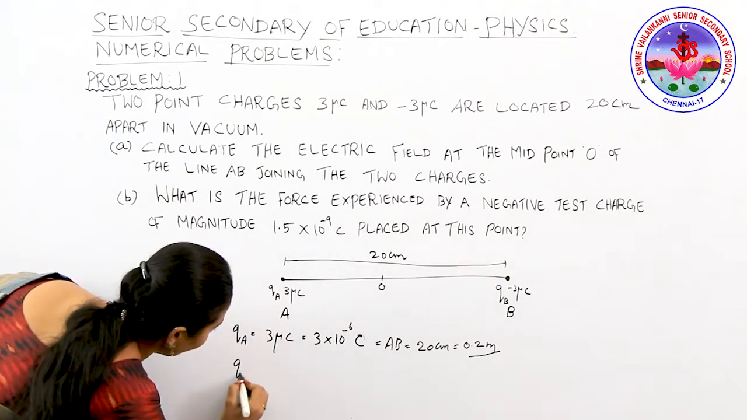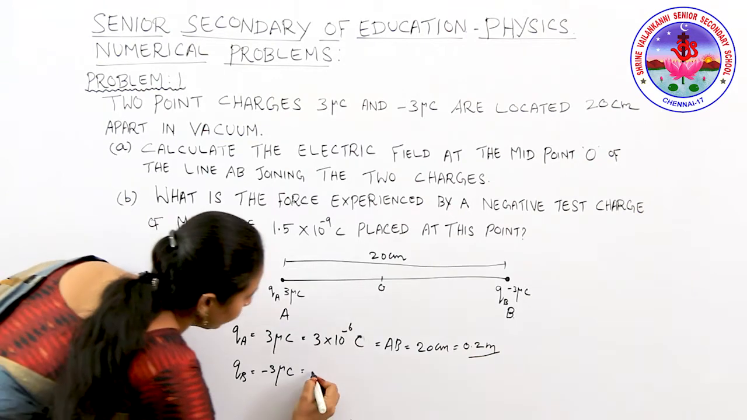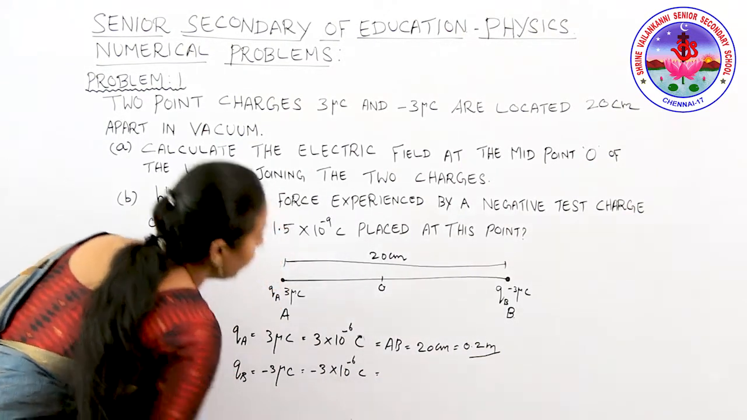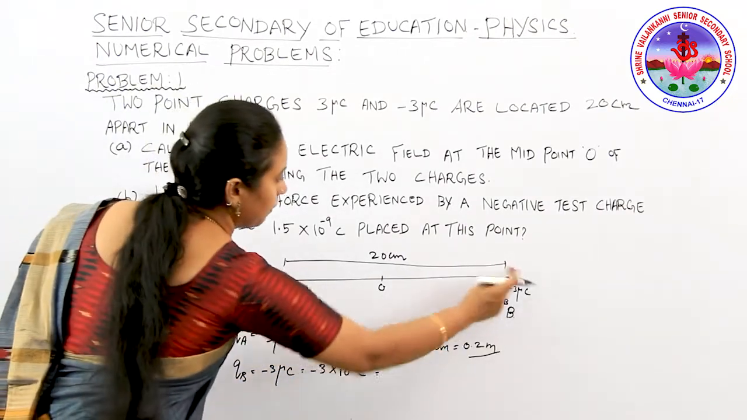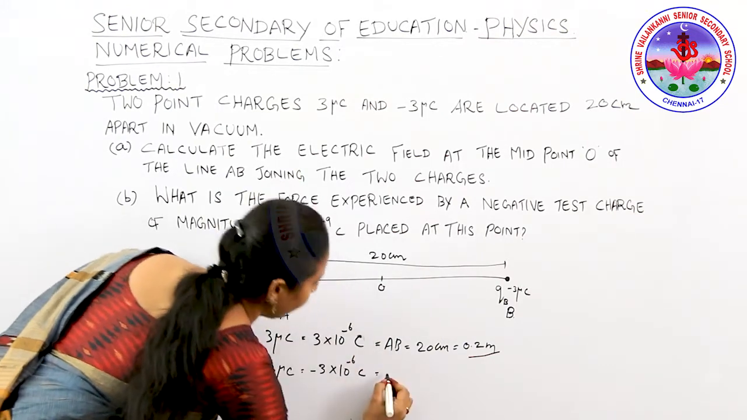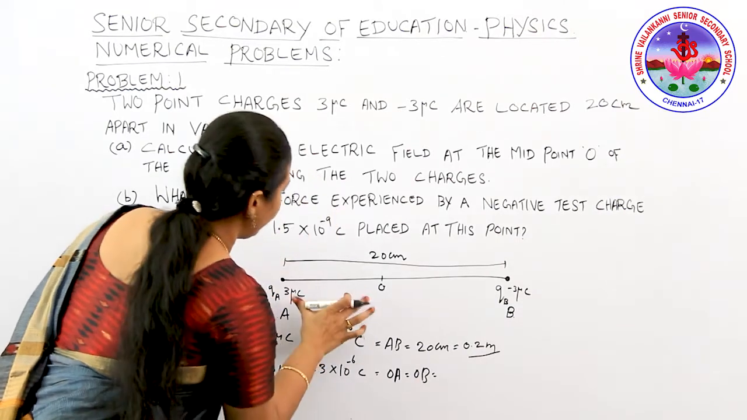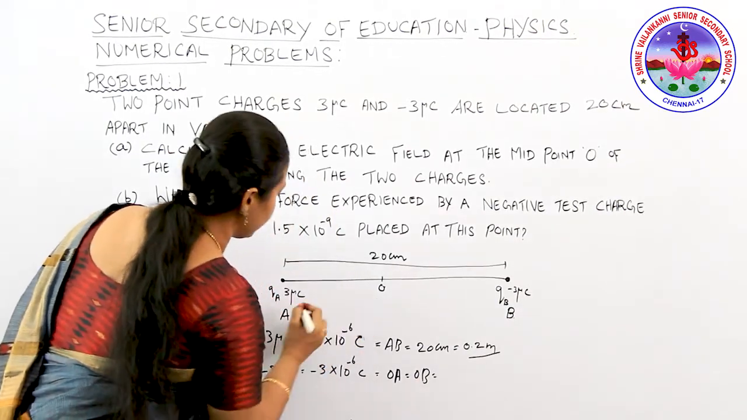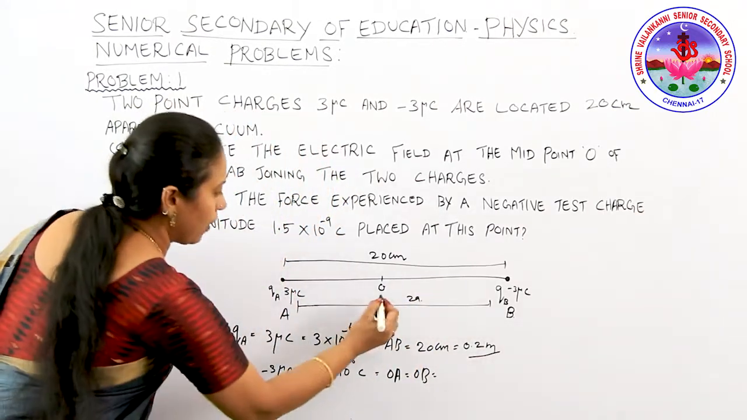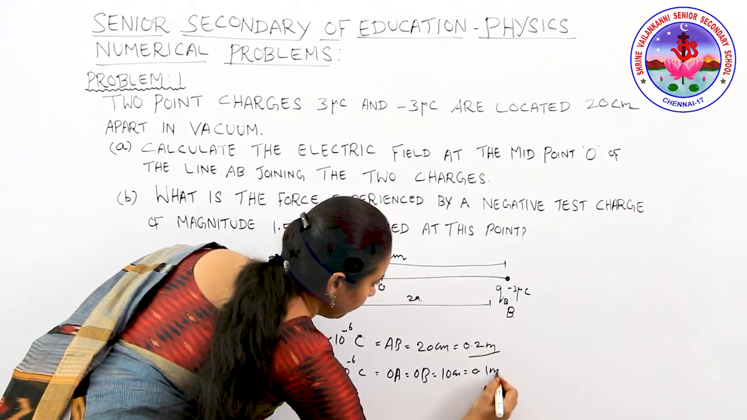And for the QB value, we have taken minus 3 μC, which is equal to minus 3 × 10^-6 coulomb. Here, from the line joining, you can take OA or OB, which is half of the distance, that is 2A. So you have to take only the A value, which is 10 centimeter, that is equal to 0.1 meter.